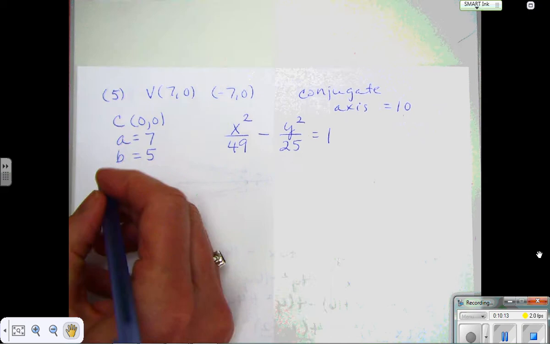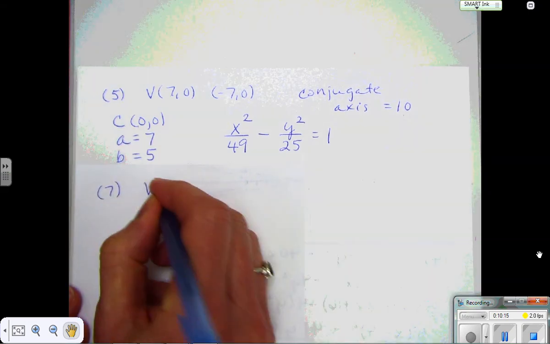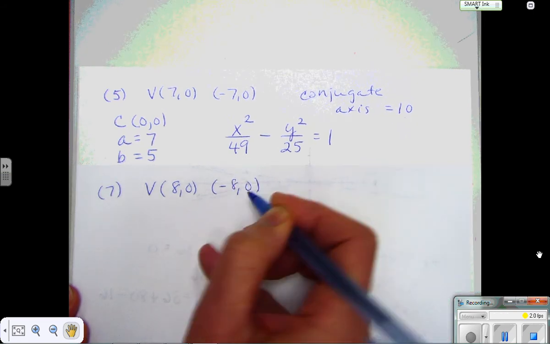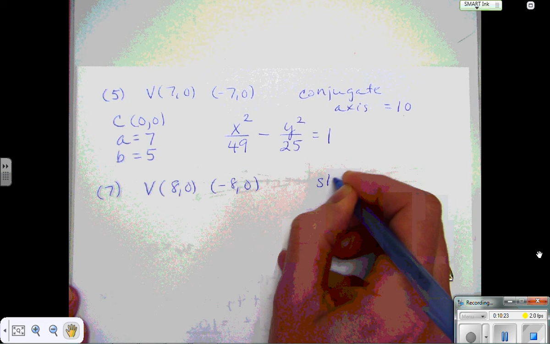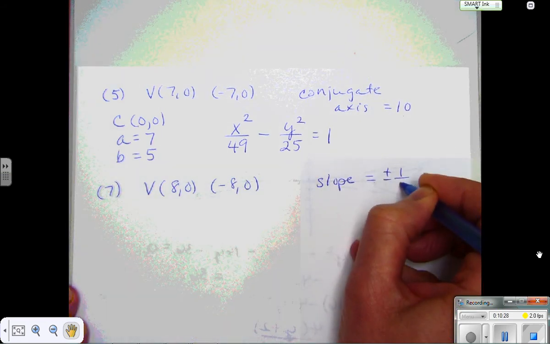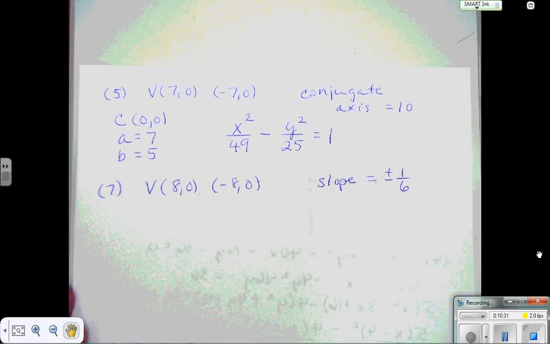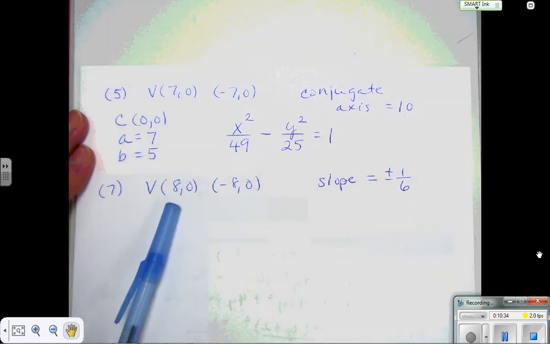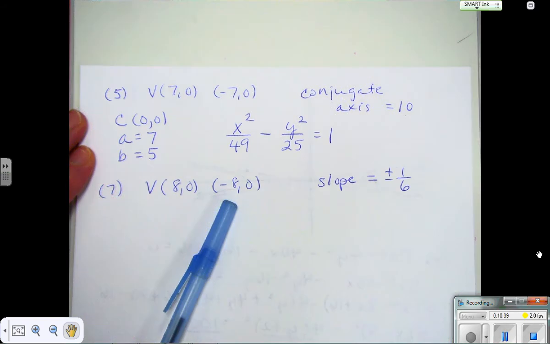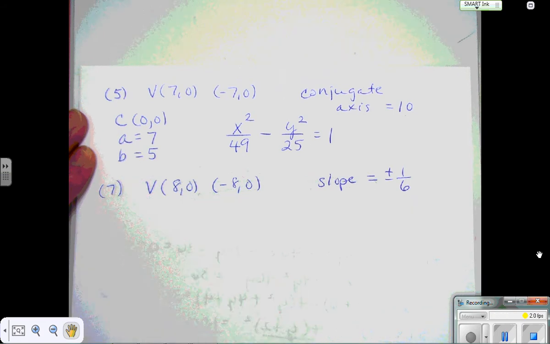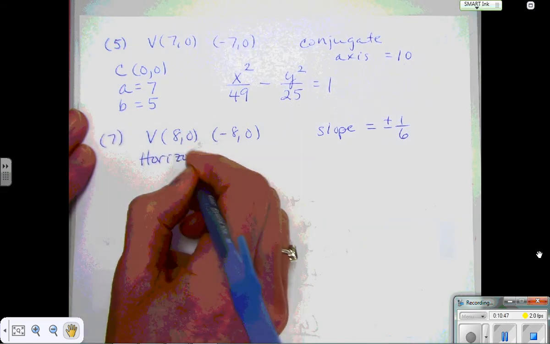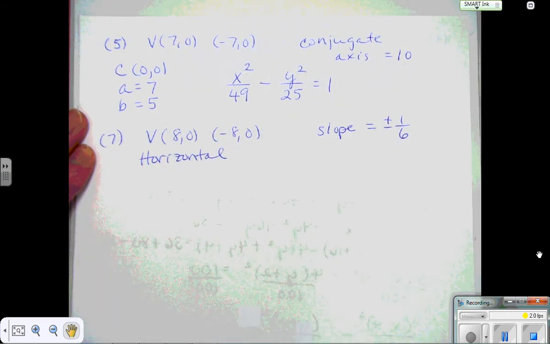Number 7. Number 7, the vertices are 8, 0 and negative 8, 0. And the asymptote slope, they give you the equation for the line, but I'm just going to write down what the slope is. It's plus or minus 1 over 6. Okay, so what kind of a hyperbola do you think this one's going to be? Vertical or horizontal? Horizontal, because your x value is the one that's changing for your vertices, so it's horizontal.